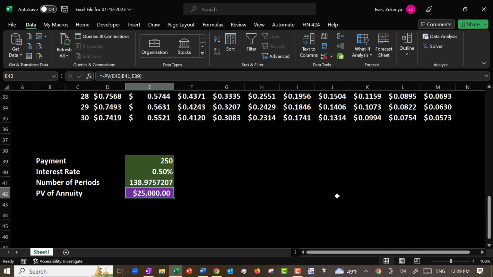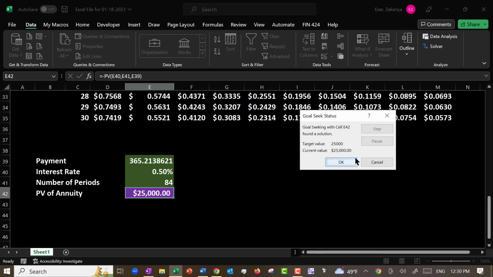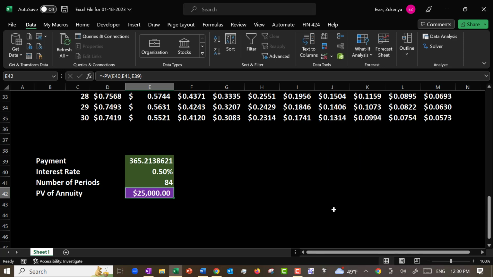Or, if you're going to insist on 84 months, what would be the payments? Same deal. Now I have to increase my payments to $365. Right. Now I have a simple template for a present value of an annuity.